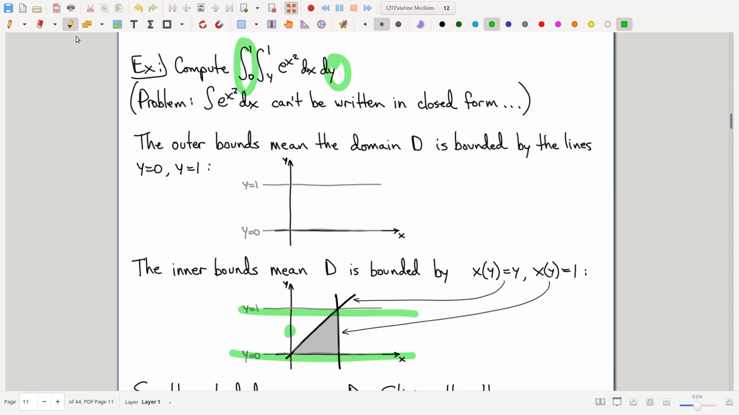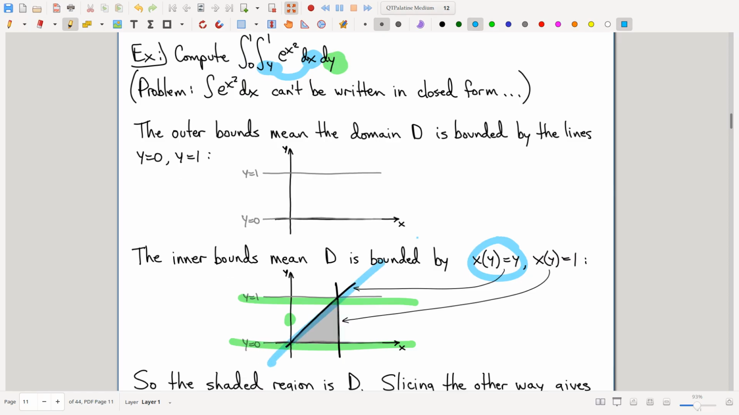let's see here. For a given value of y, my lower bound for x, you can see right here, is x equals y, which is that line. My upper bound for x, it says right there, is x equals 1. That's that line. Right? So for a given value of y, apparently we go from light blue to dark blue, and what does that trace out? Well, that traces out this triangle.